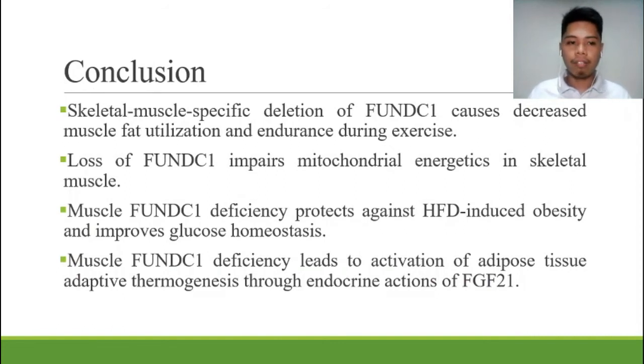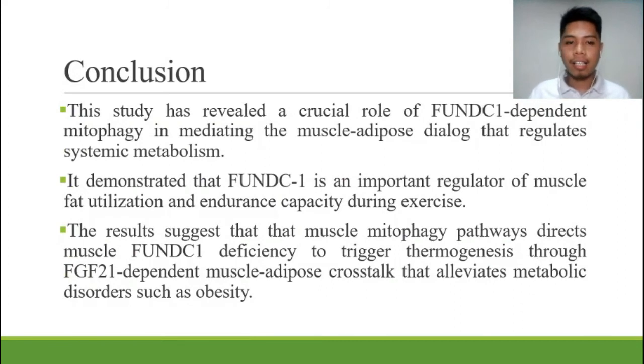Okay, so in conclusion, we have here skeletal muscle specific deletion of FANC1 causes decreased muscle fat utilization and endurance during exercise. The loss of FANC1 impairs mitochondrial energetics in skeletal muscle. Muscle FANC1 deficiency protects against HFD-induced obesity and improves glucose homeostasis. I would like to point out that the total deletion of FANC1 resulted to decreased fat utilization, and FANC1 deficiency actually protects against HFD obesity and rather improves glucose homeostasis. So muscle FANC1 deficiency leads to activation of adipose tissue adaptive thermogenesis through endocrine actions of FGF21. So this study has revealed a crucial role of FANC1-dependent mitophagy in mediating the muscle-adipose dialogue that regulates systemic metabolism.